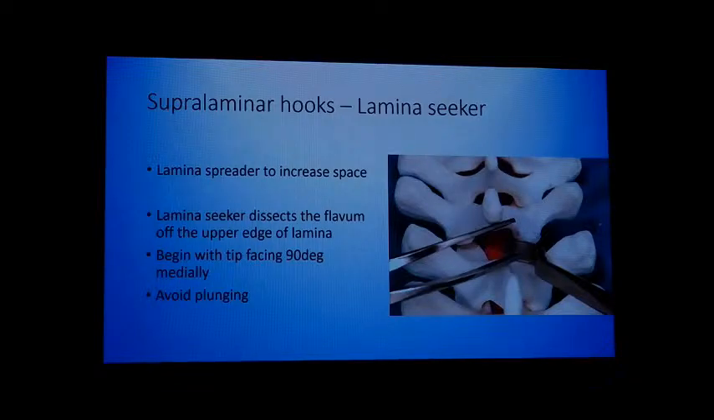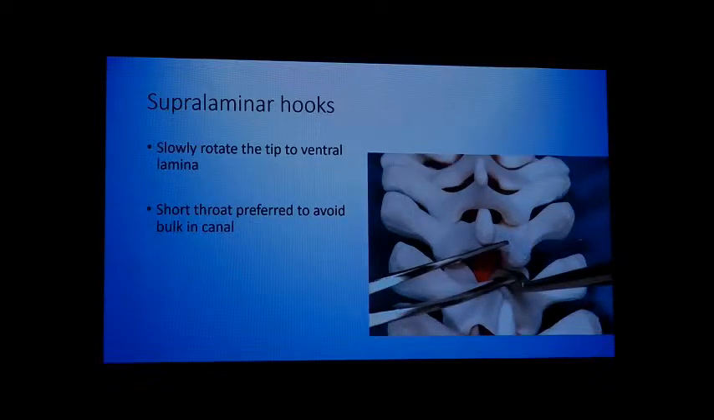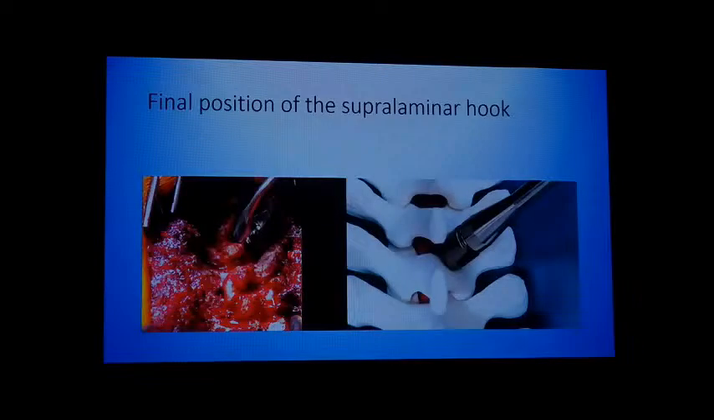So you start with the pedicle, the lamina spreader, and use this lamina seeker to dissect the ligamentum flavum off the upper edge of the lamina. Start by facing it 90 degrees medially, and then slowly rotate it against the ventral edge of the ventral part of the bone. Usually you use a short throat supralaminar hook as described earlier, and it has to have a thin foot plate also. This is the final position of the supralaminar hooks.